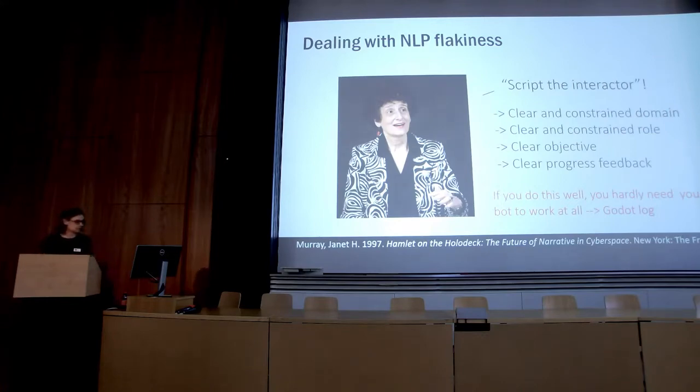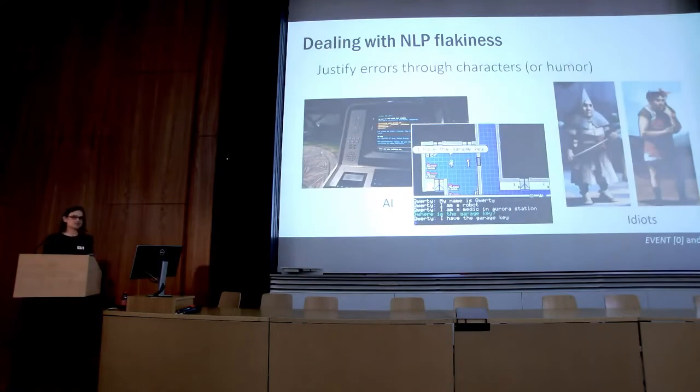So if you script the interactor, that helps. You can also justify the errors by making it make sense that this character might make errors. So the typical approach, there aren't many natural language playing games, but there are a handful maybe. The most prominent one is Event Zero over there.